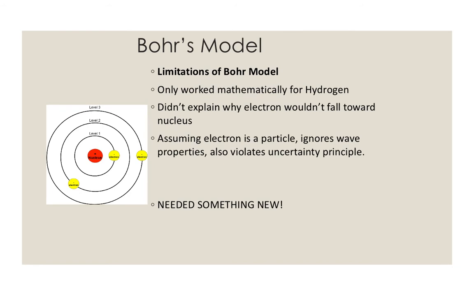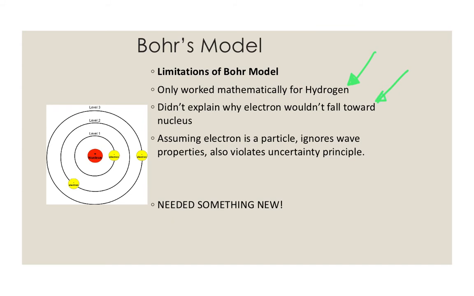So that brings us to limitations of the Bohr model. Okay, first of all, very quickly they found out that in terms of explaining lines, he could only make the math work to explain the lines in hydrogen, the simplest atom with only one electron. As soon as you add another electron, like in helium, the math broke down and he couldn't explain the specific colors that it was giving off.